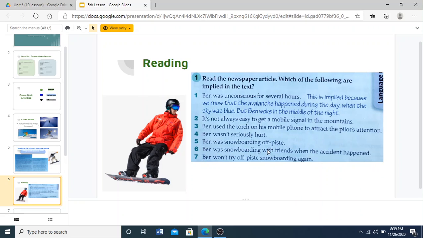Ben was snowboarding with friends when the accident happened. Is it implied or not? How do you know? And lastly, Ben won't try off-piste snowboarding again. Is this implied in the text? How do you know? So these are what you need to answer right away.